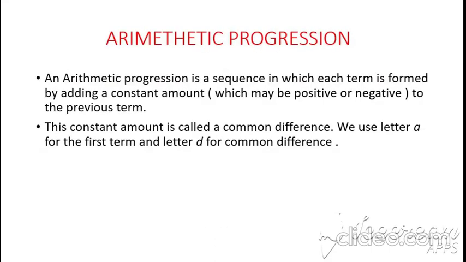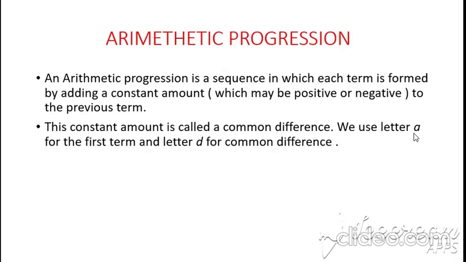Okay, now let's look at this important part called arithmetic progression. So what is an arithmetic progression? An arithmetic progression is simply a sequence in which each term is formed by adding a constant amount, which may be positive or negative, to the previous term. This constant amount is called the common difference. It's called the common difference because you're adding the same amount each time.